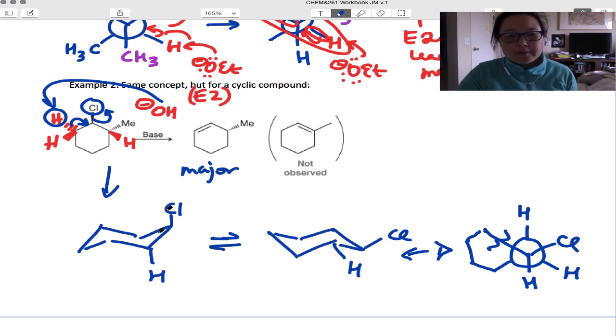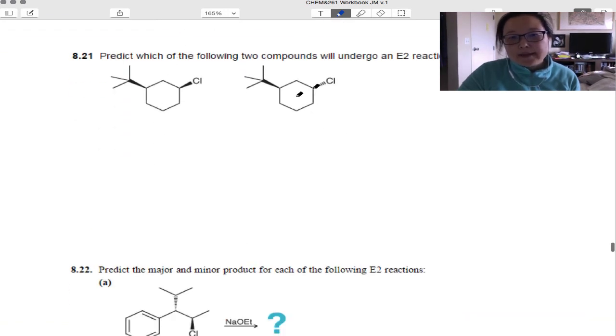So in order for it to be antiperiplanar, they have to be diaxial with each other. So the axial form will eliminate faster because of the orbital alignment that we get here. So that's a concept that you'll see in this practice problem. So go ahead and give this a try. I want you to draw these both in their chair form and see in their most stable chair form which is likely to undergo E2 more rapidly.